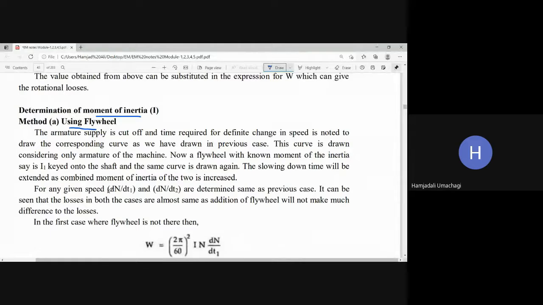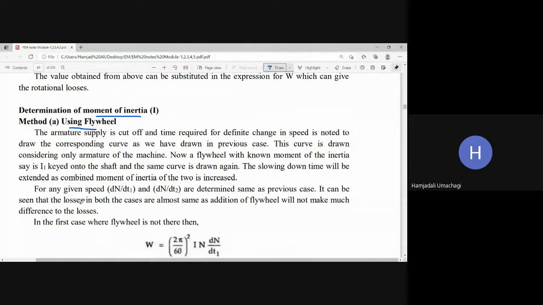What is this dn by dt1? Can anybody tell me? This is that speed where we have disconnected the motor from the power supply, with the armature alone. And dn by dt2 is the one where we are considering the time after adding the flywheel. This time will be less and this time it will be more. And for both these times, you are going to plot the curve. dn by dt2 is determined the same as in the previous case.